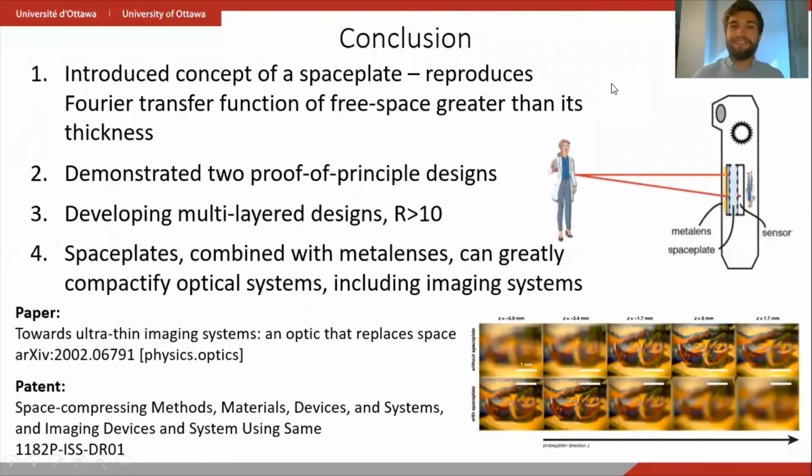To conclude, I'll just summarize. We have introduced the concept of a spaceplate, which reproduces the Fourier transfer function of free space, which is greater than the thickness of the spaceplate. We demonstrated 2 proof-of-principle designs for a homogeneous spaceplate. We are developing multi-layer designs with much larger compression factors. And finally, when combined with metalenses, spaceplates can compactify optical systems, including imaging systems.